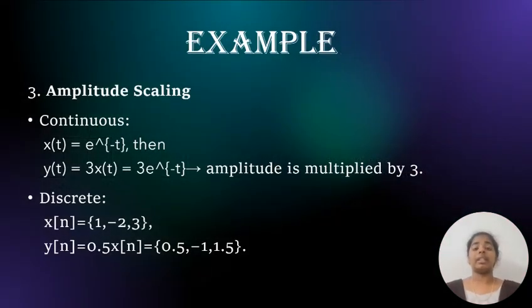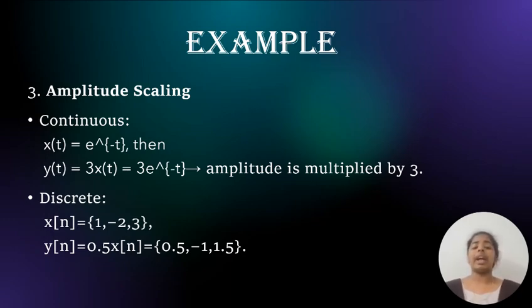Let's discuss this property briefly using an example. Amplitude scaling. Continuous: x of t equals e power of minus t. Then y of t equals 3 into x of t. Here 3 is the amplitude scaling factor, represented as amplitude 3. Now 3 into x of t equals 3 into e power of minus t. The amplitude is multiplied by 3.